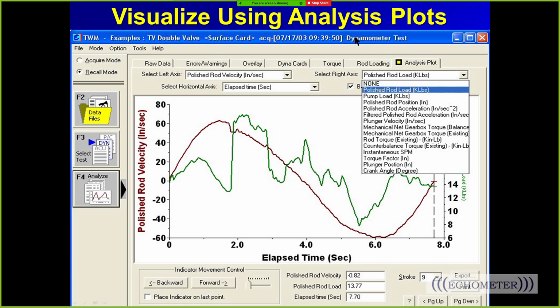We can use the analysis plots to overlay these and see it. You can see here that I overlaid the polish rod load in green on top of the polish rod velocity in red. And there's that drop in load and drop in velocity when the impact load hit the surface.